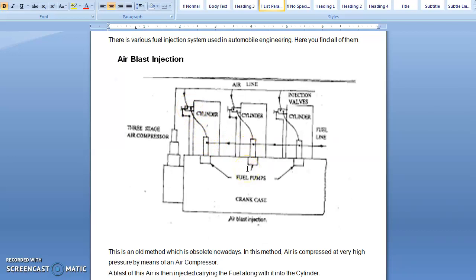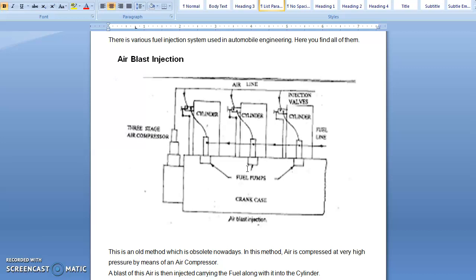So in air blast injection, what happens? This method was originally used in large stationary and marine engines. In this method, the air is first compressed to a very high pressure. A blast of this air is then injected, carrying the fuel along with it to the cylinder. The rate of fuel injection is controlled by varying the pressure of the air.